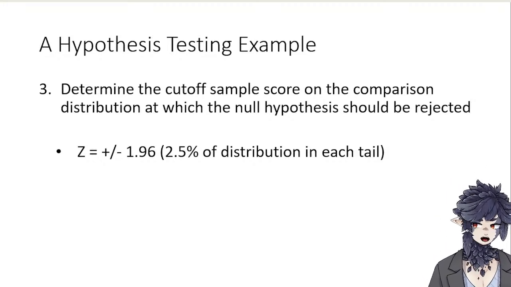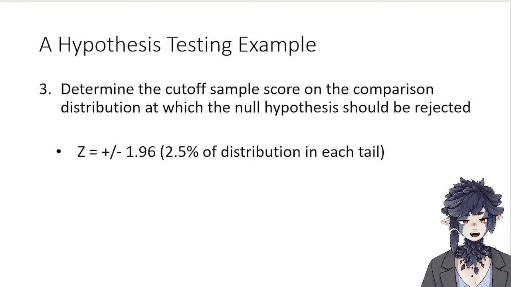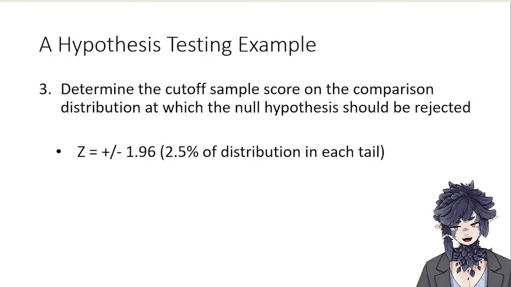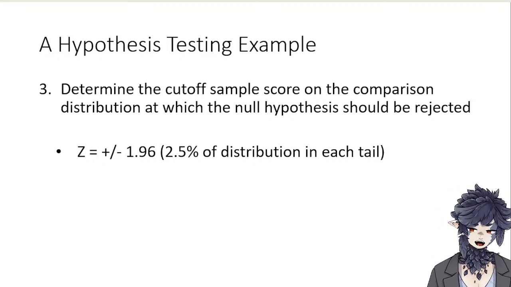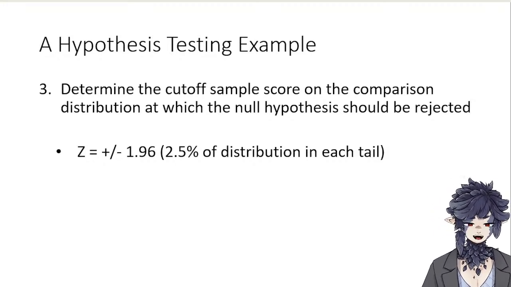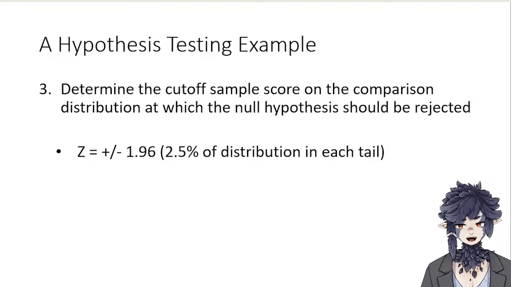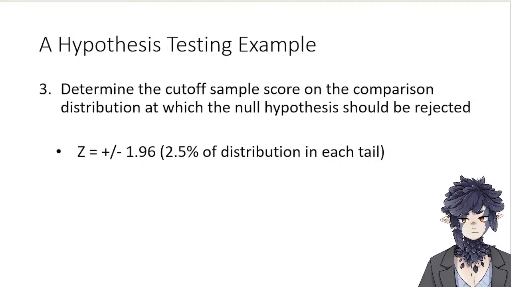Step 3 is essentially done for us. You can just assume the cutoff is plus or minus 1.96. In other words, a less than 5% chance that we would have gotten a sample that much happier or less happy than the general population if the null was true.